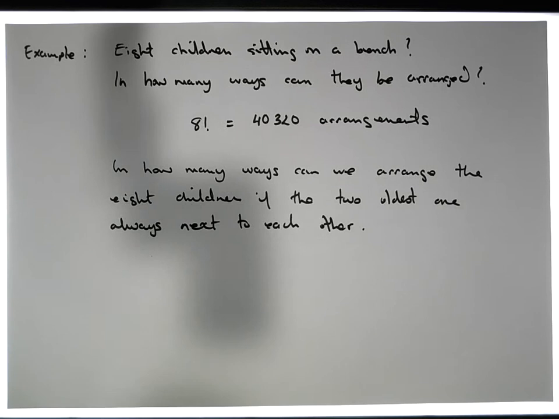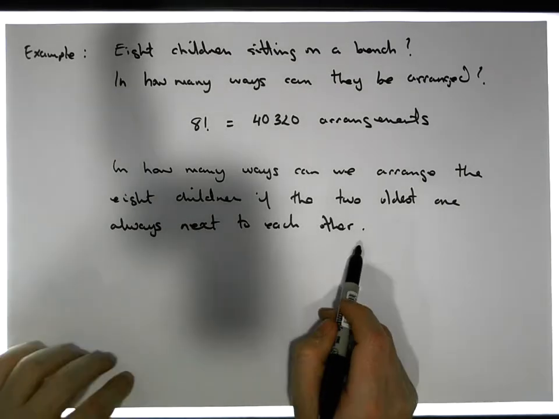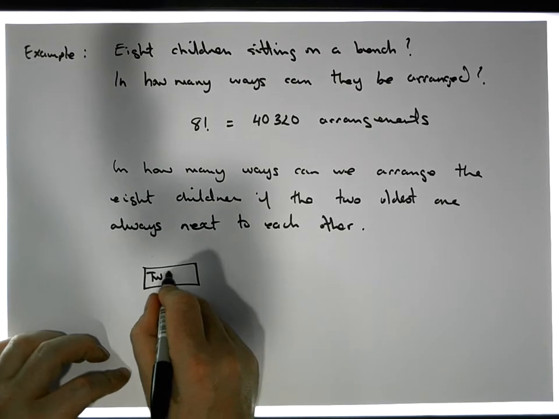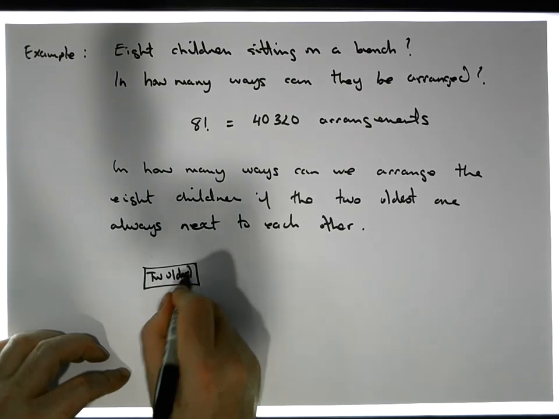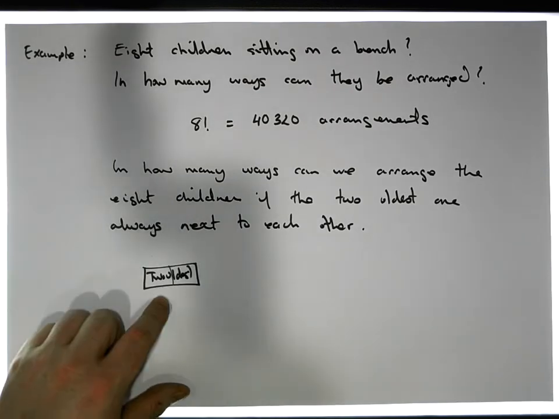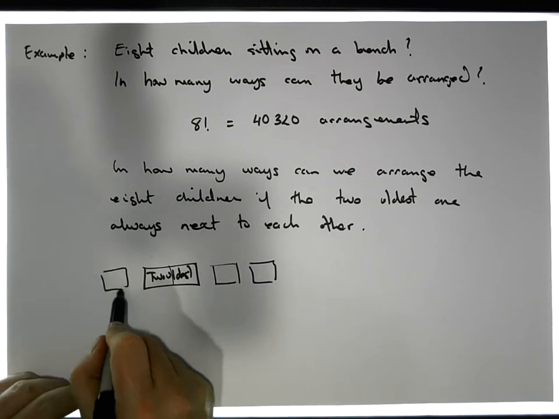But let's think about this for a moment. The two oldest kids need to be next to each other, so we're going to have the two oldest here. They need to be next to each other, and all the other kids can be arranged all around them, if that makes sense.